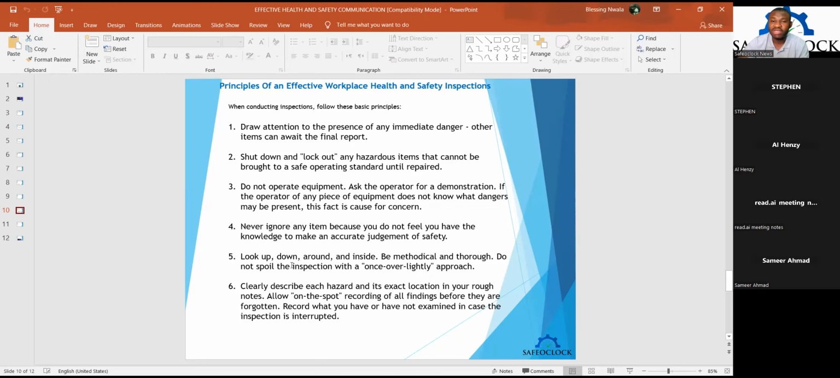Another thing you should do is look all around. Don't just focus in one direction. Look up, down, right, left. Look in all the directions during your inspections.